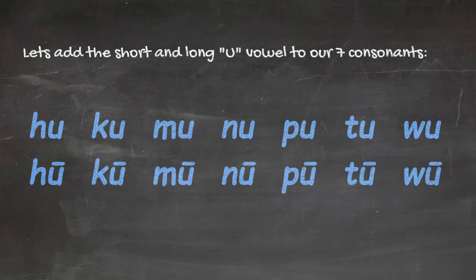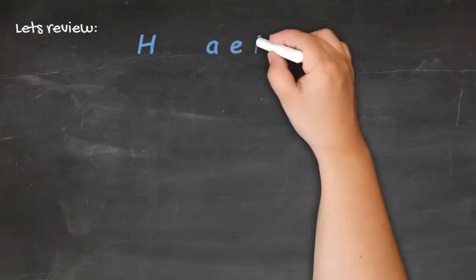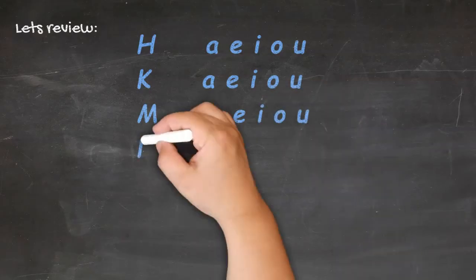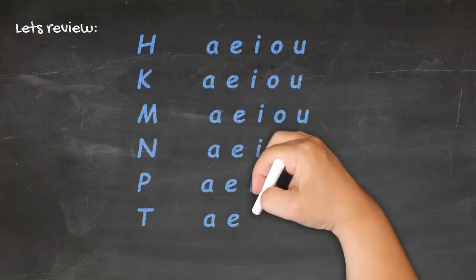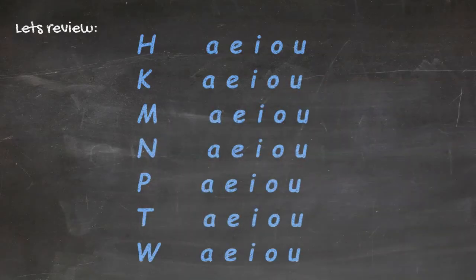Kia ora. Well done, whānau. Let's have a little review then by adding the vowel sounds to each of those consonants. Here we go. Ha, he, hi, ho, hu. Ka, ke, ki, ko, ku. Ma, me, mi, mo, mu.